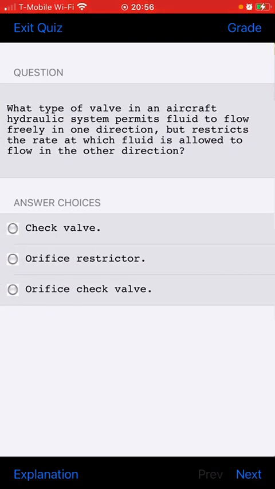What type of valve in the aircraft hydraulic system permits fluid to flow freely in one direction or restricts the rate at which the fluid is allowed to flow in the other direction? What is it? It's the orifice check valve, baby.